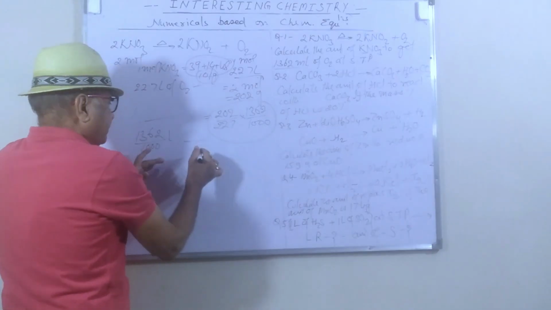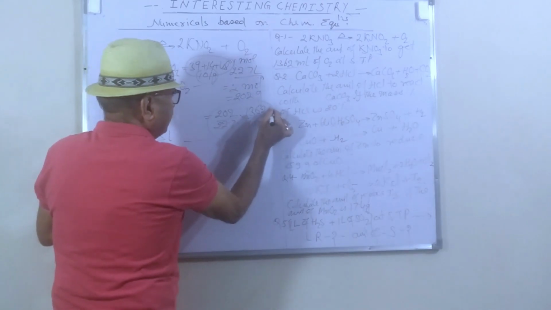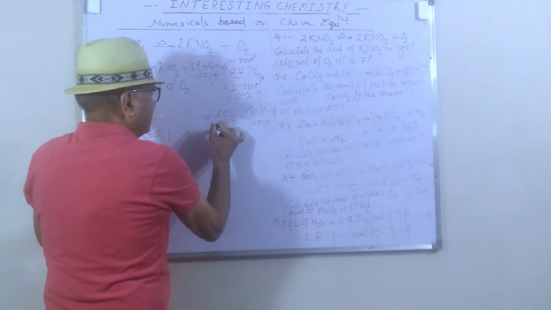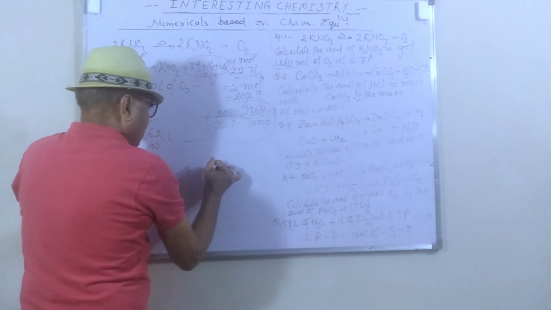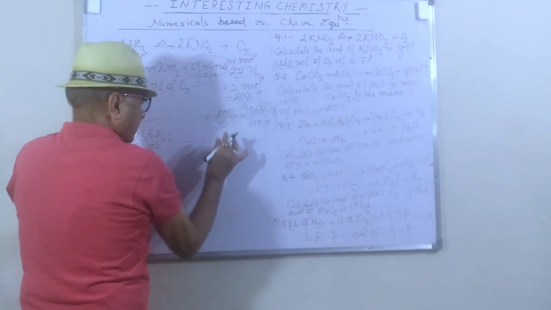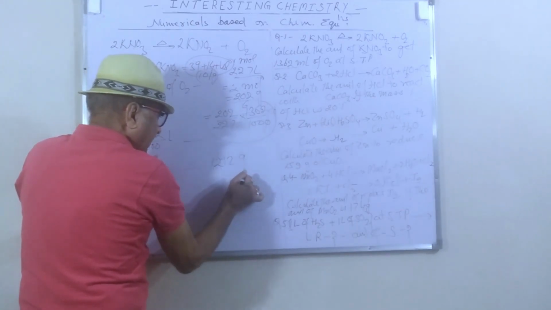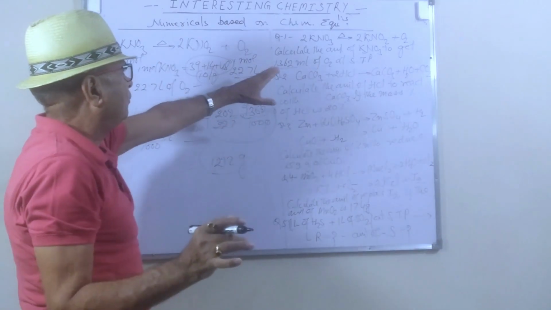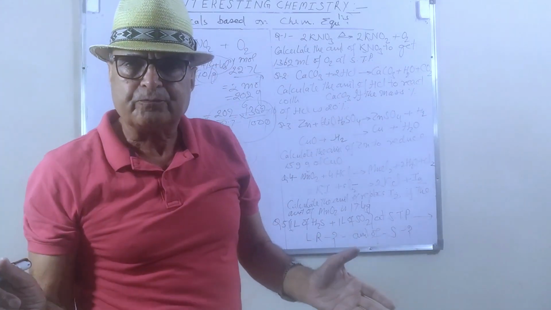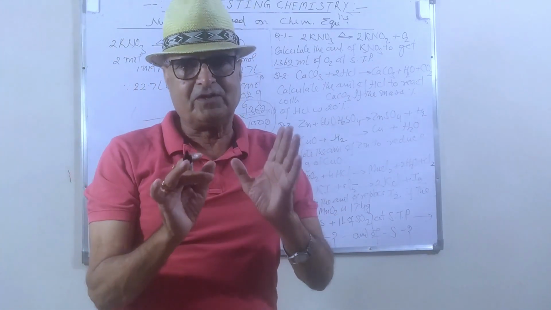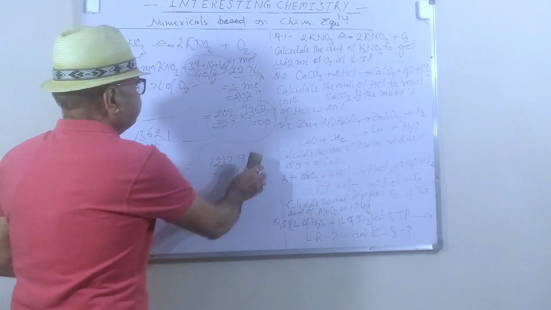So you can calculate it easily. You can write here 202 times 1362 upon 22.7 times 1000, which gives 12.12 gram of KNO3 is needed to get 1362 milliliter of oxygen at STP. I think that you have understood the first question. It's very simple. So now come to the second question.